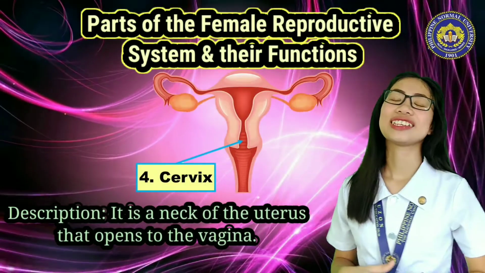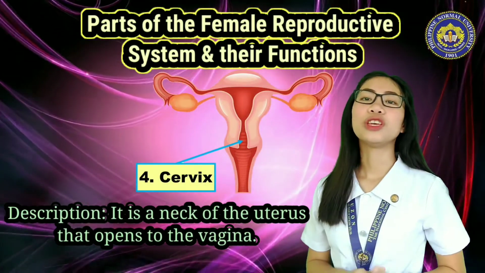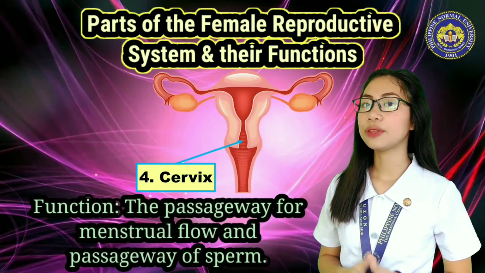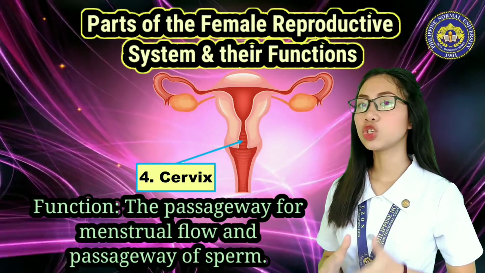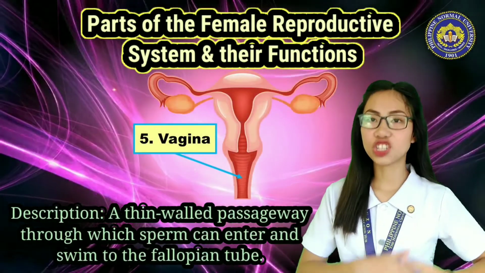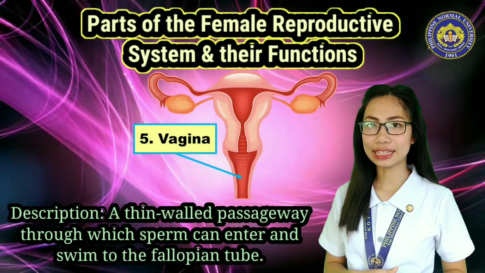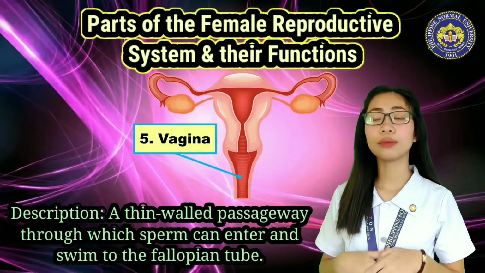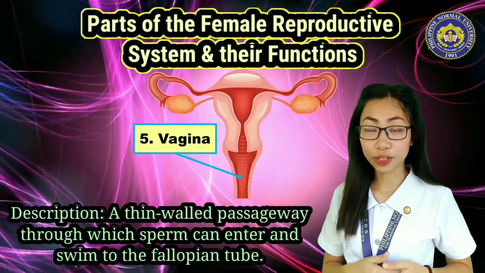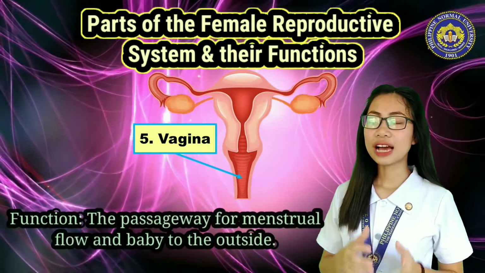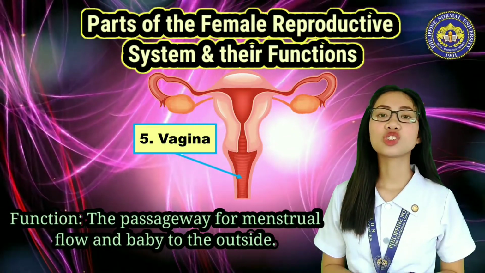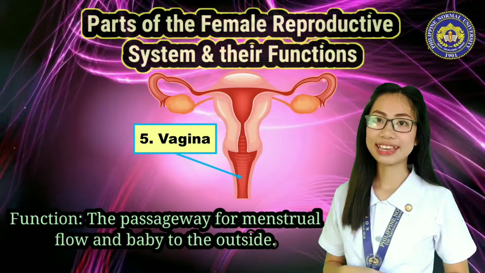Fourth is the cervix. It is the neck of the uterus that opens to the vagina. It is the passageway of the menstrual flow and the passageway of the sperm. And the last one is the vagina or the birth canal. It is a thin-walled passageway through which sperm can enter and swim to the fallopian tube. The function of the vagina is to be the passageway for the menstrual flow and the baby to the outside.